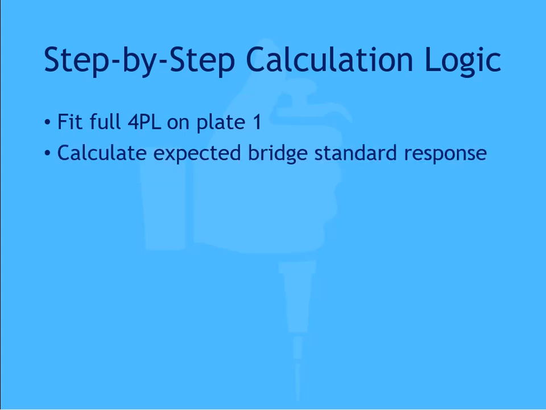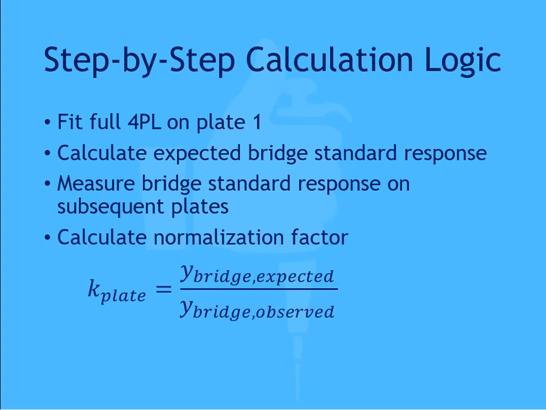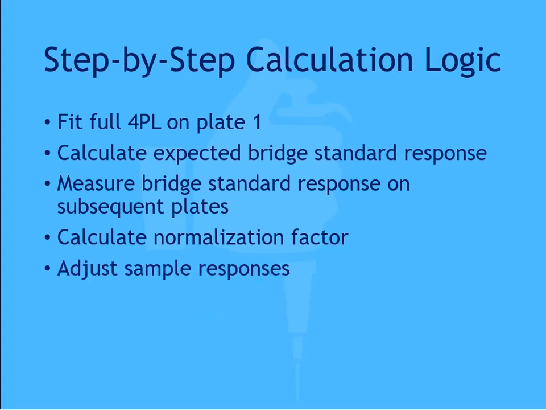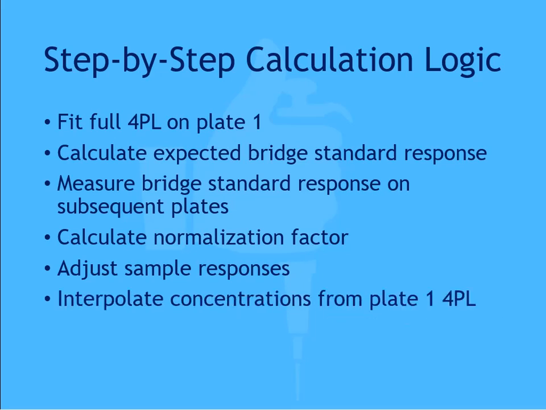Next, use the known concentration of the bridge standard to calculate its expected response from the 4PL curve. Then measure the bridge standard on the later plate. After blank correction, compare the expected bridge response with the observed bridge response. This gives the plate normalization factor. The sample responses on that plate are then multiplied by this normalization factor. The adjusted sample response is then interpolated from the 4PL curve from the first plate.